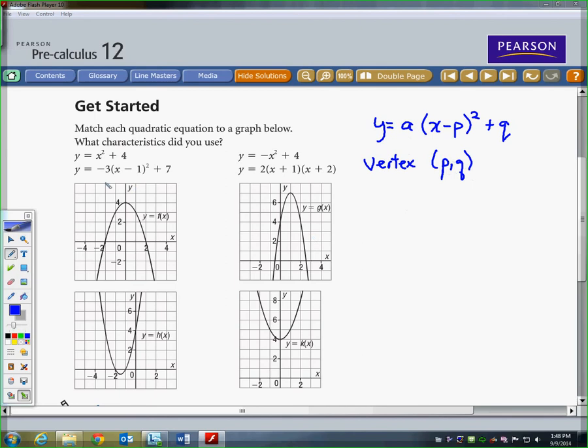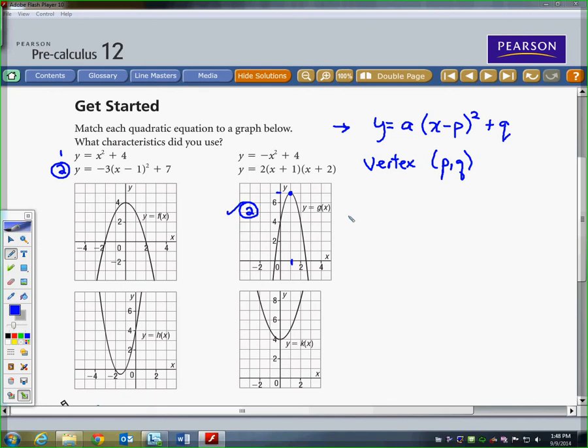So the first one I look at: if I number them 1 and call this one number 2, it looks to me like number 2 is already in that form. So the vertex for that one would be at (1, 7). In this case a is negative and it opens downwards, so this one would be number 2. So that one's done. Looking at the other ones, none of the other three seem to be in this a times (x minus p) all squared plus q form, which makes it easy to graph.